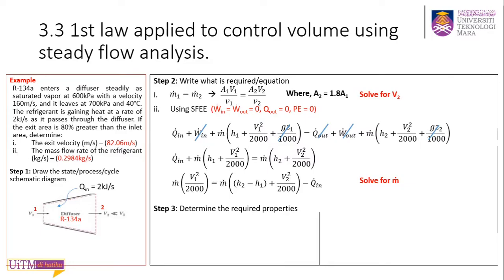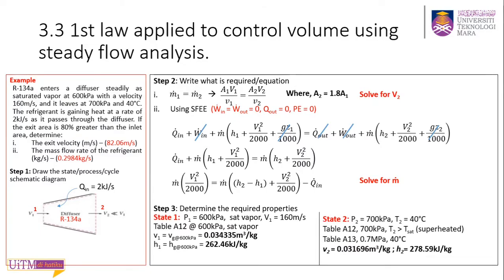Now, since the substance is R134A, we will use the property table to determine the required properties. Now, like previous examples involving water or R134A, when reading the property table, make sure we determine the phase at each of the state. So for state 1, it was mentioned in the question, the phase is saturated vapor. So by using the appropriate table A12, we can read for specific volume and specific enthalpy at state 1.